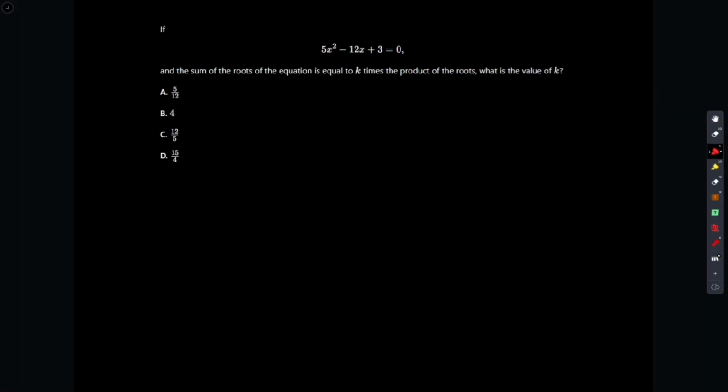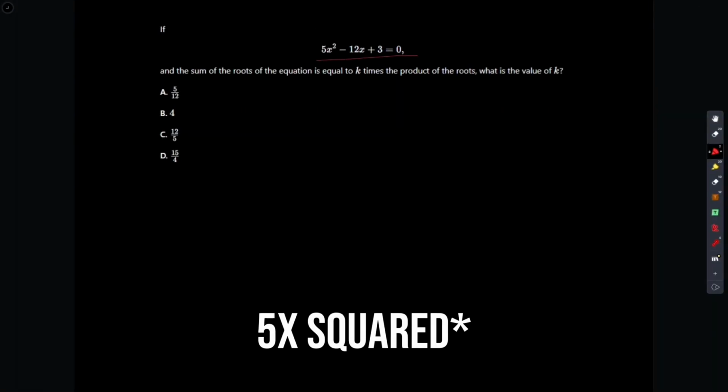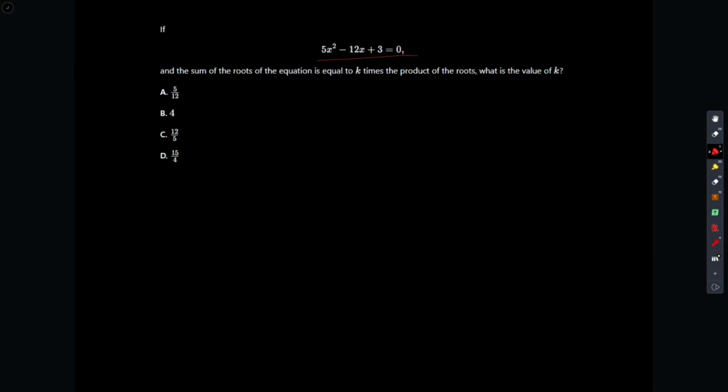Our first problem says, if 5x squared minus 12x plus 3 equals 0, and the sum of the roots of the equation is equal to k times the product of the roots, what is the value of k? So the first thing we want to do is translate what this question is actually saying. Remember that the sum of the roots is equal to negative b divided by a.